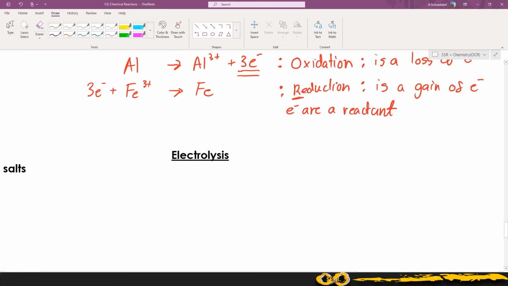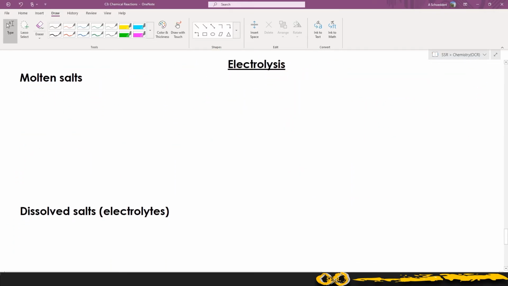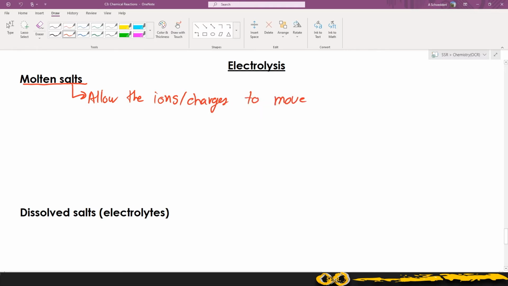We can apply this in the case of electrolysis. And the first thing we would use electrolysis for would be for molten salts. The reason we would use a molten salt is because the molten salt would allow the ions to move. And this is essential for electrolysis. But what exactly is electrolysis? Electro would indicate to us that electricity is involved. And hopefully we remember that lysis means breaking up or splitting apart. And so therefore this would be splitting something apart using electricity.